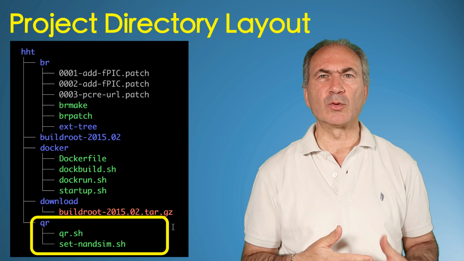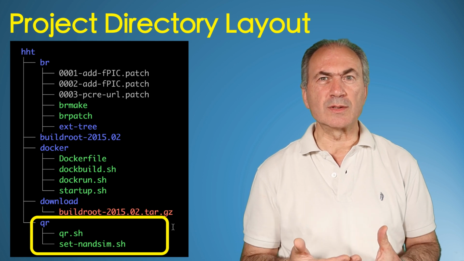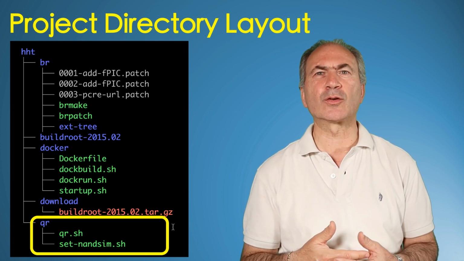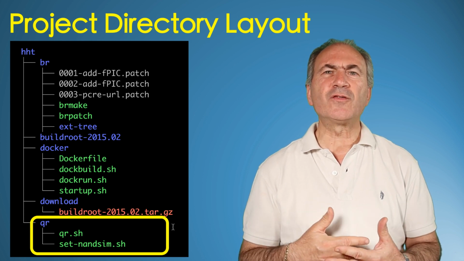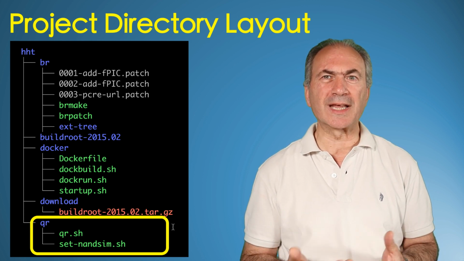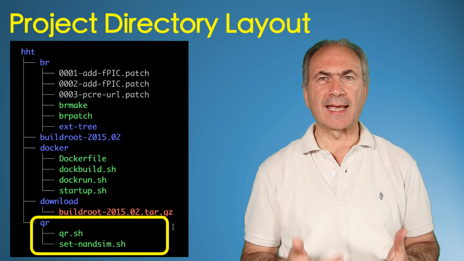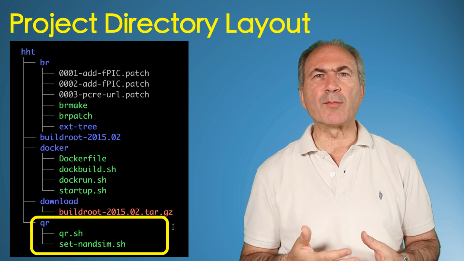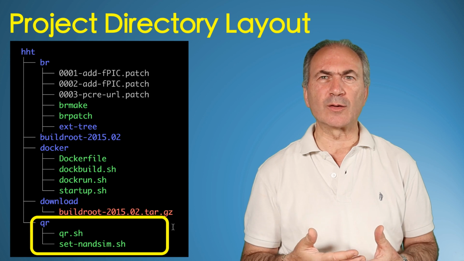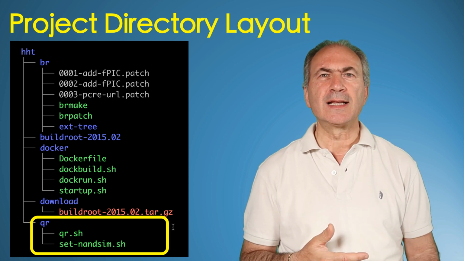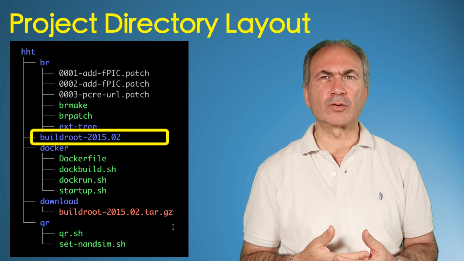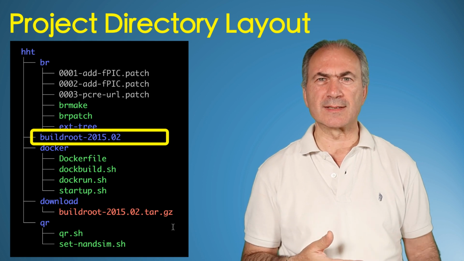the QR folder where we have the script to start QEMU. This script includes the path to the kernel and root file system image generated by Buildroot. If we change something in Buildroot and recreate the kernel and root file system, the QEMU wrapper script automatically will pick up the latest built image. Finally, the buildroot-2015.2 is where Buildroot is.